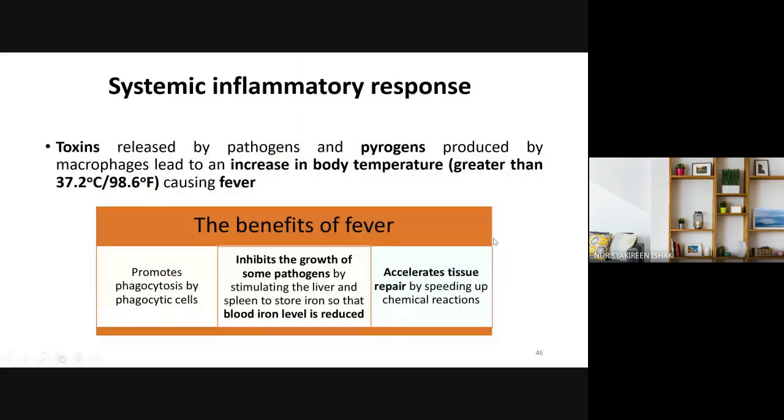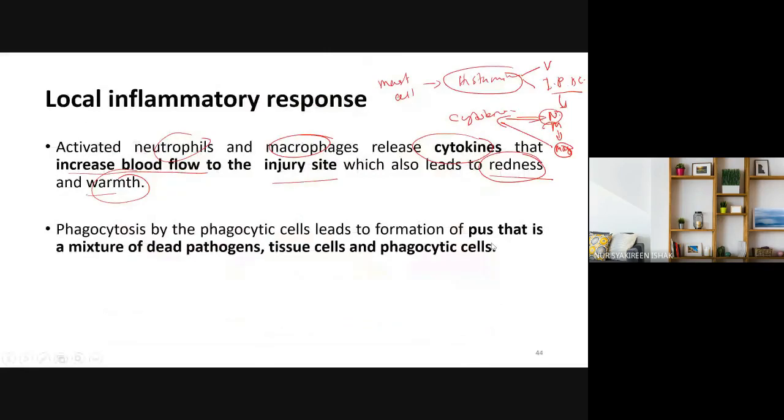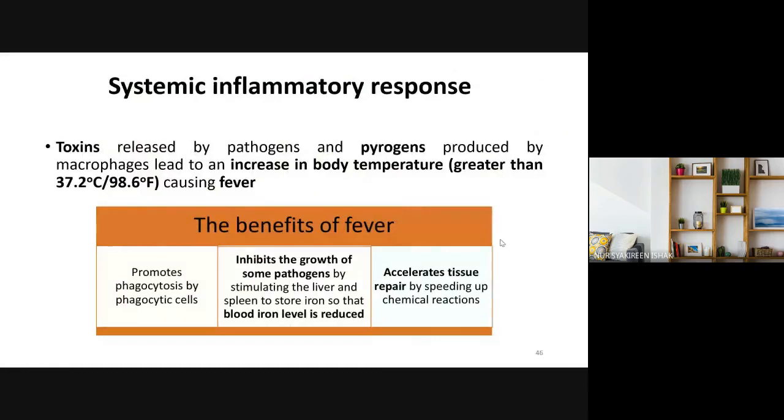Okay, tadi local kan? Local, satu kawasan tissue tu is infected. Okay, local. If your body, the whole of your body is infected, okay, especially there's a virus inside your body fluid, we call it as systemic inflammatory response. Okay. So it says here, toxin released by pathogen and pyrogen produced by macrophage lead to the increased body temperature greater than 37.2 or 98.6 Fahrenheit.